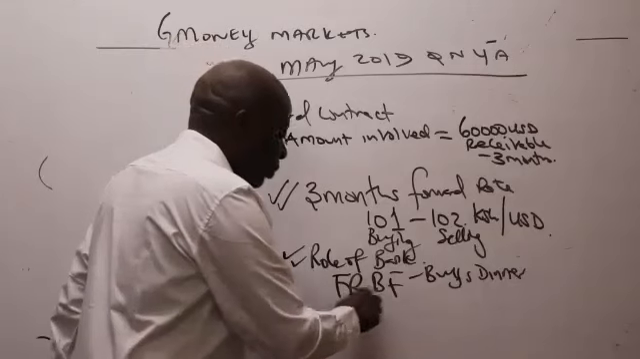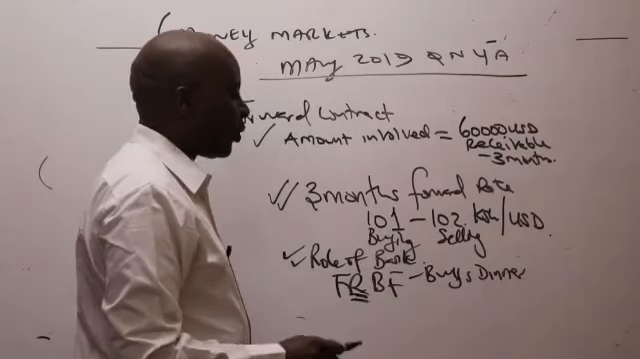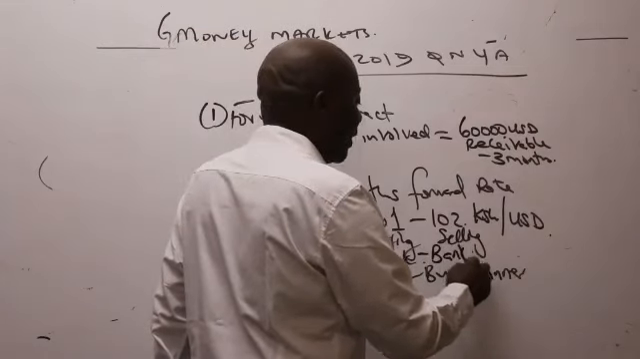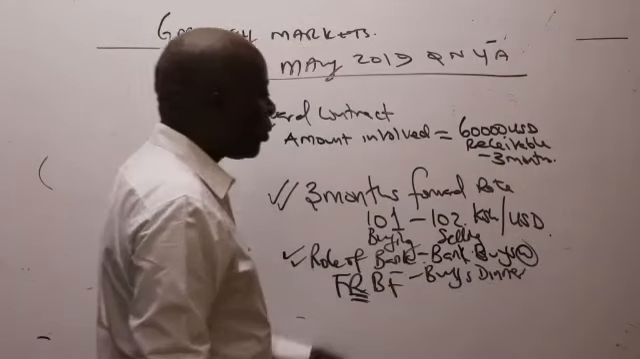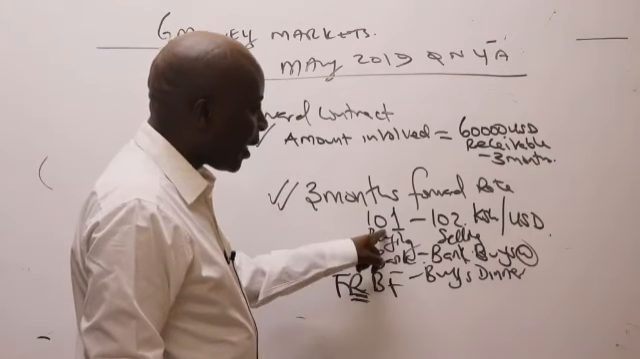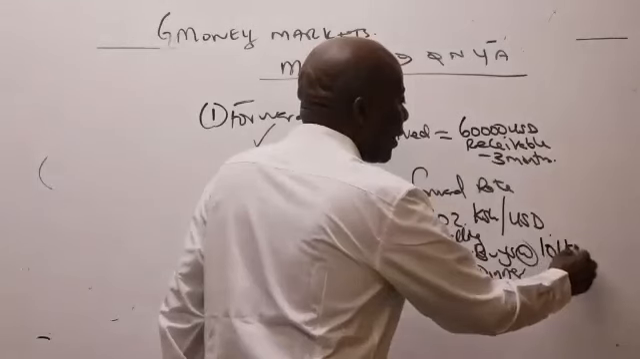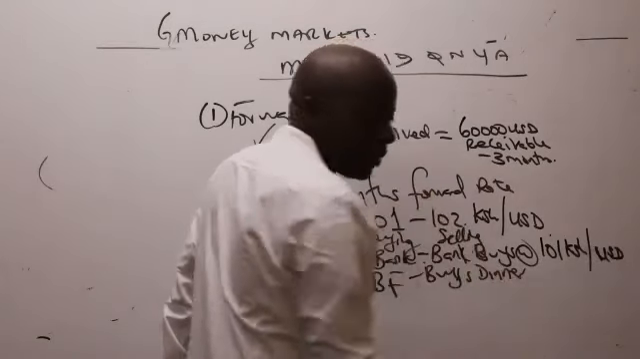So this concept of receipt always buys. The bank will buy. The bank buys at what rate? Are we able to see the buying rate? The bank buys at 101. The bank buys at 101 Kenya shillings per US dollar.